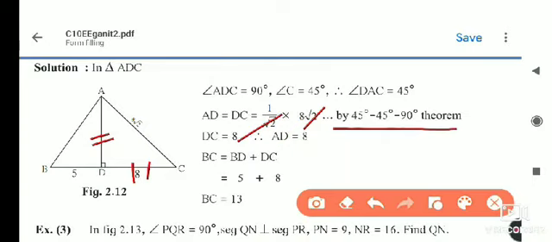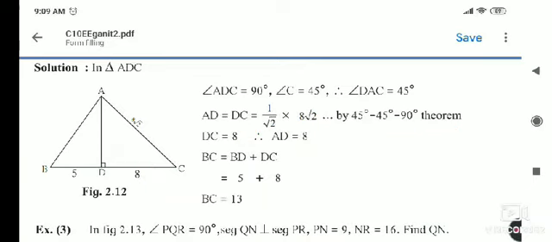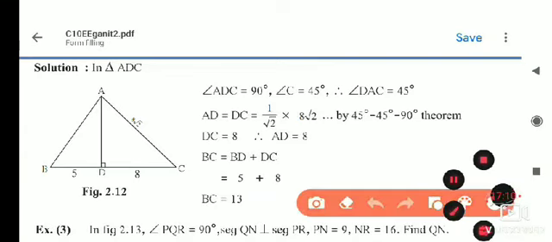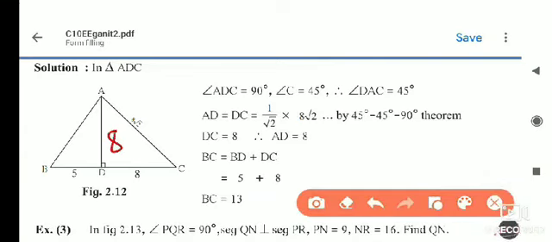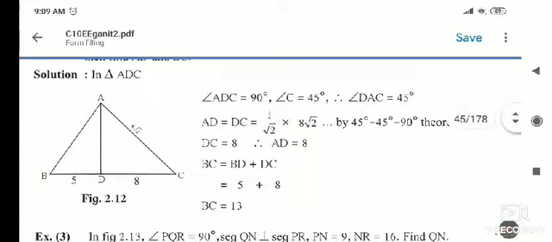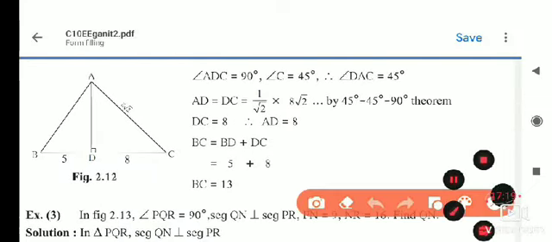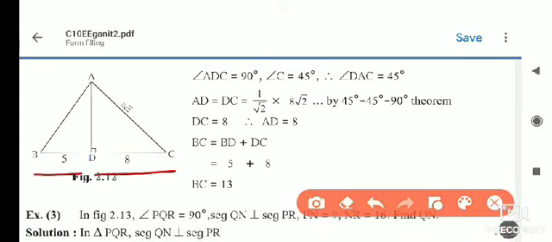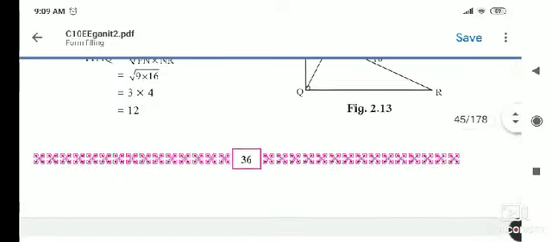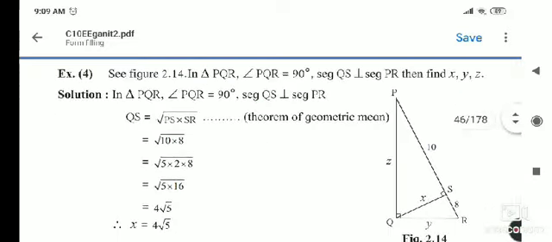Now we got the value of AD here, and it is how much? 8. Next, we have to find out the value of BC. So for BC you can simply add 5. You have to add this 5 and 8. So 5 plus 8 is equal to 13. Okay. Now after this question we will move towards the next question.